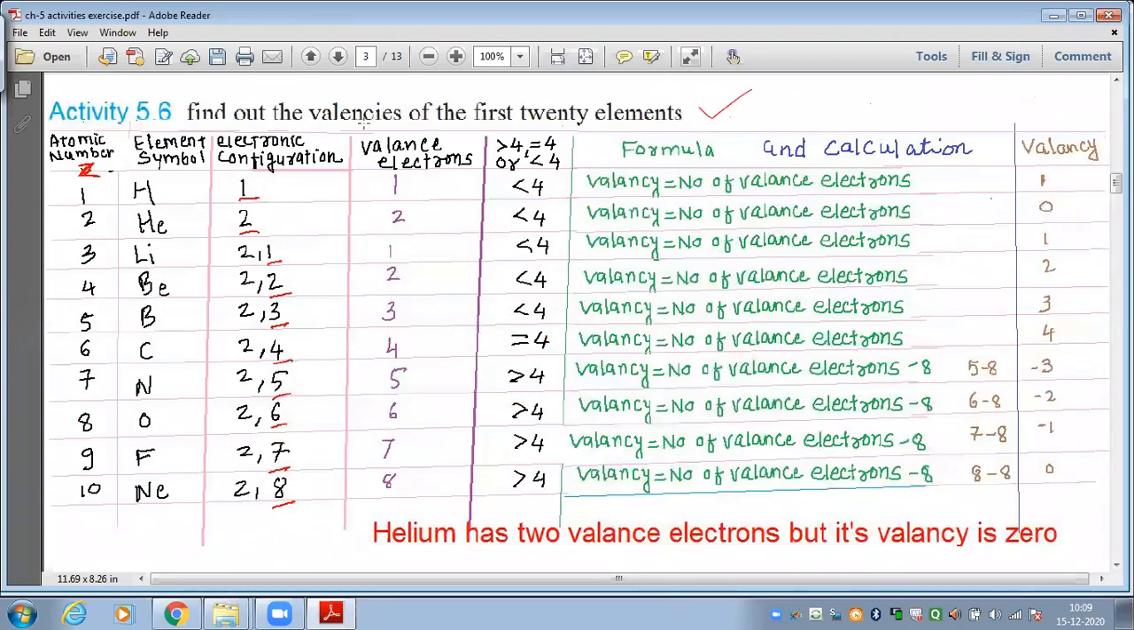Activity 5.6: find out the valencies of the first 20 elements. So here we want to find out the valency of the first 20 elements. See, I have written the atomic numbers 1, 2, 3, 4, 5, 6, 7, 8, 9, 10 here.